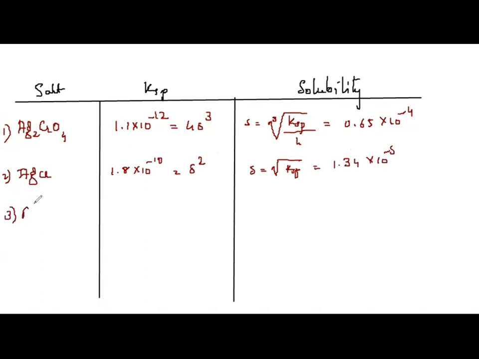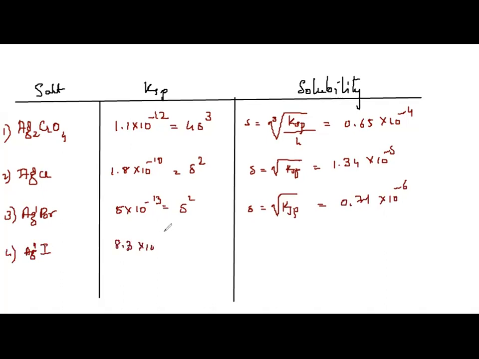Third one is AgBr, 5 into 10 raised to minus 13. It is also of type AB. Therefore, it is S square. So, S is what? Root of Ksp. And answer comes out to 0.71 into 10 raised to minus 6. Okay. And fourth one is AgI, silver iodide of type AB, 8.3 into 10 raised to minus 17. Therefore, it is also S square. S is what? Root of Ksp. It comes out to 0.9 into 10 raised to minus 8.